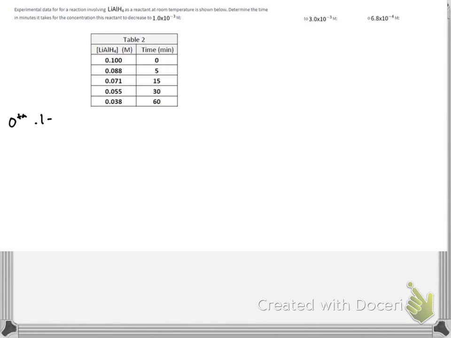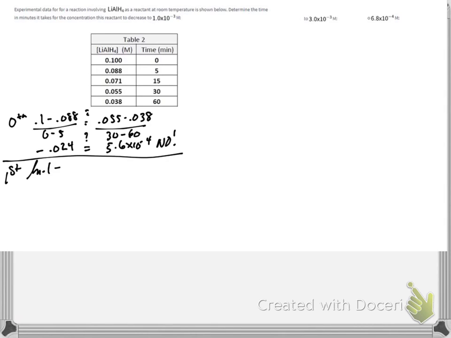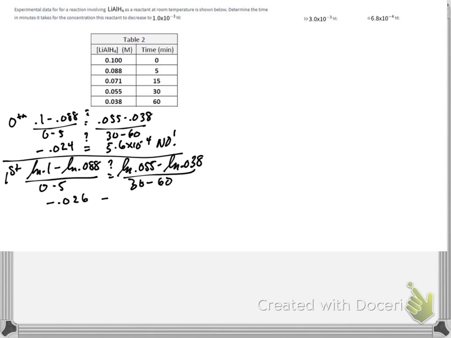Alright, so we have a new data set, and we want to know how much time it takes to get to 1 times 10 to the minus 3. So, zero order analysis asks, is this linear with concentration? And the answer is no. It is not the same slope. We do first order analysis, is the ln linear? And we see by doing this calculation that the answer is no, it is not the same.